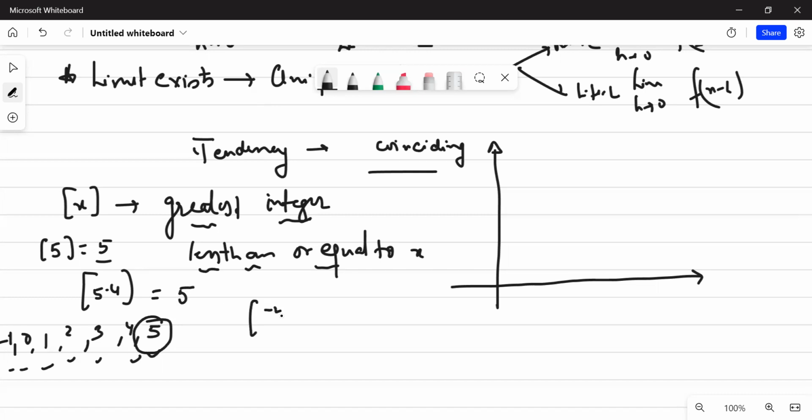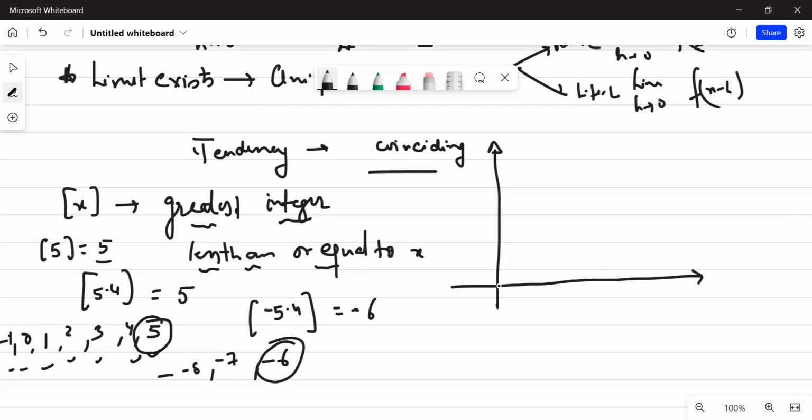Similarly, if I write minus 5.4, what would be the answer, Harshit? The -6, yeah. Okay. Why -6? Because all you have to do is just go below. So if you go below, you will get -6, -7, -8, and so on. The greatest among them is -6. So this is how you define the greatest integer function.